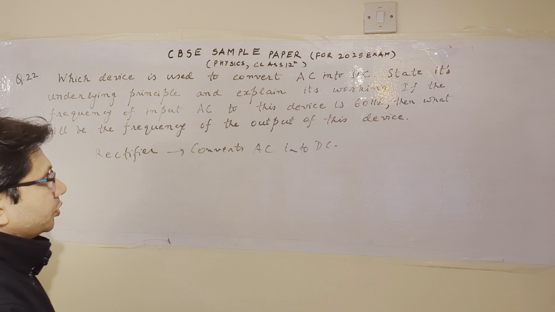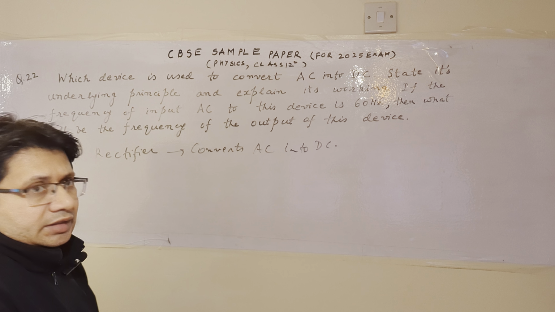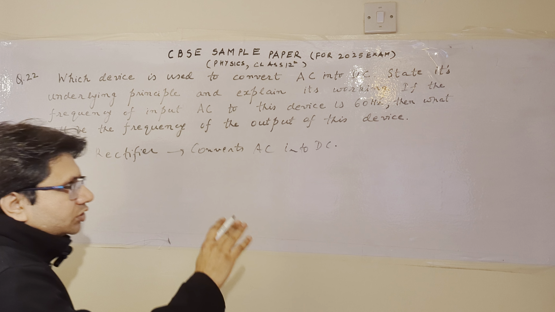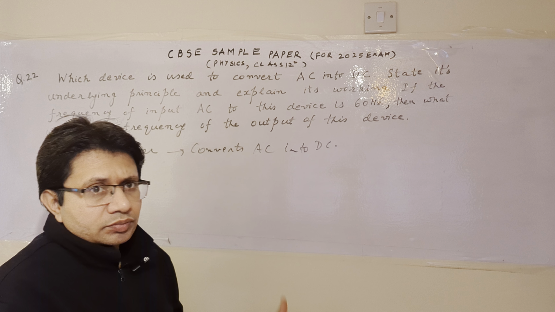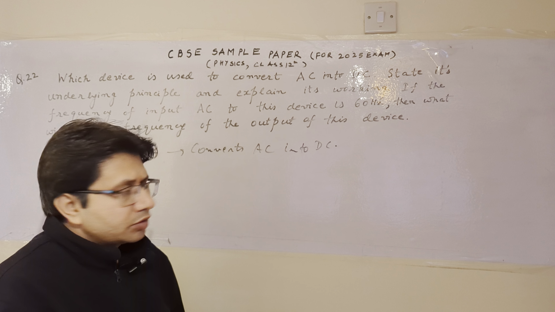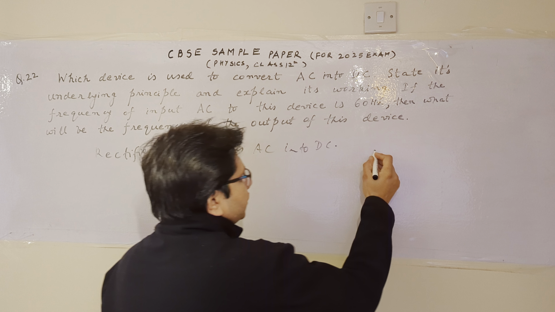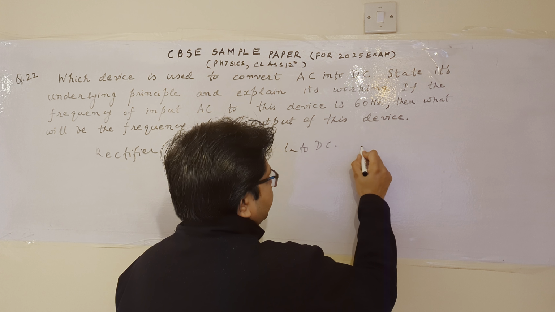State its underlying principle. So we have to state the underlying principle. The underlying principle of the rectifier is using the diode and making the diode on and off. We can explain this with the help of the diagram of the rectifier.